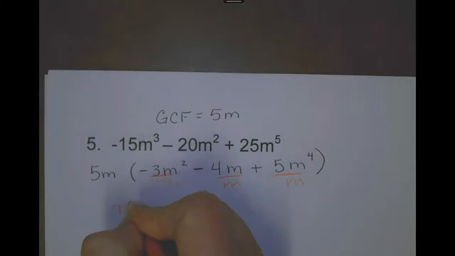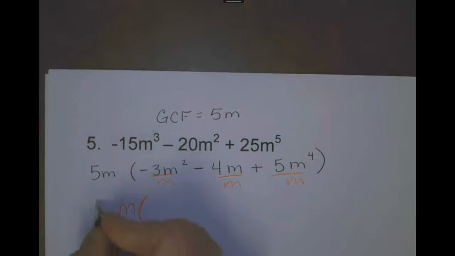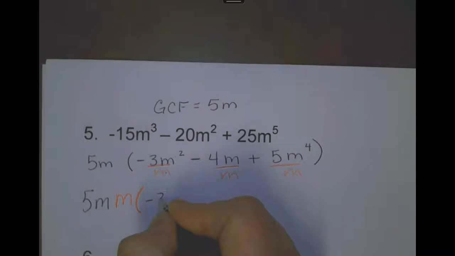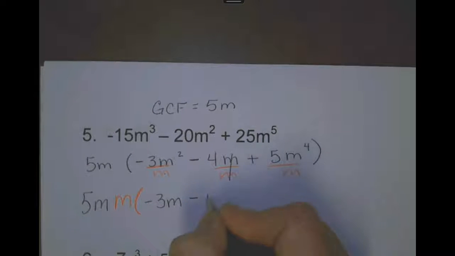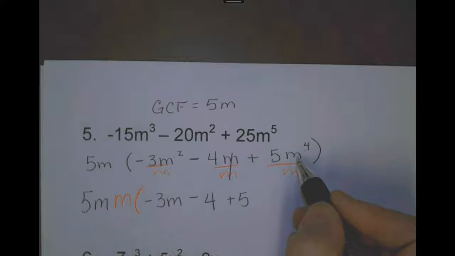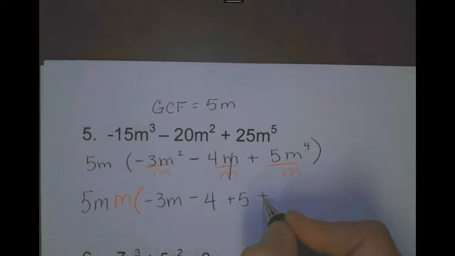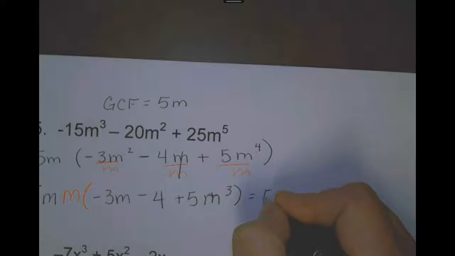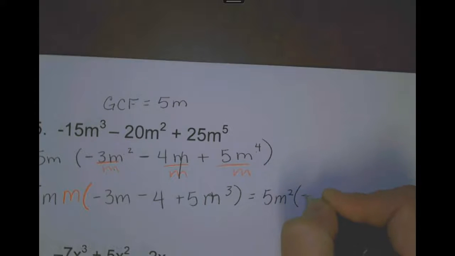And this m that I'm going to factor out is going to go out in front with the m I already have. And so that will cancel one of those. That will cancel that one. This is 4m times m times m times m. That will cancel one of those. Oops. This is equal to, better form, 5m squared minus 3m minus 4 plus 5m to the third power.